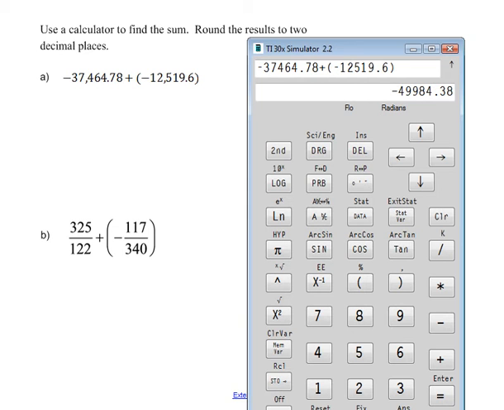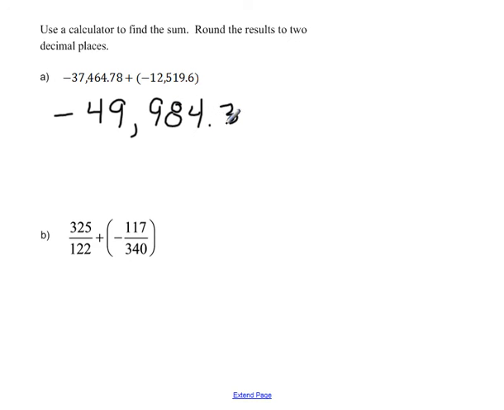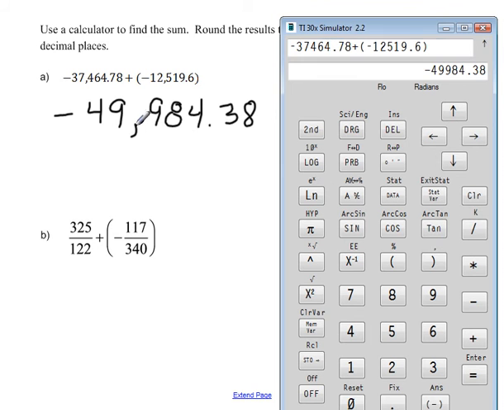So we have negative 49,984.38. Let me just pull up our calculator to make sure that we wrote that down correctly. 49,984 and 38 hundredths. And be sure when you're writing the answer down by hand when it's this large that we put the comma in place. The calculator won't put the comma, but we want to be sure that we do that.